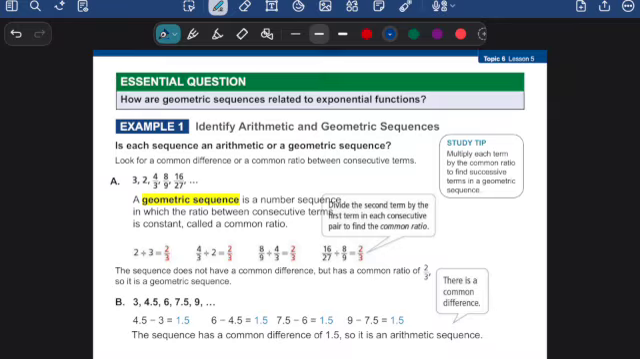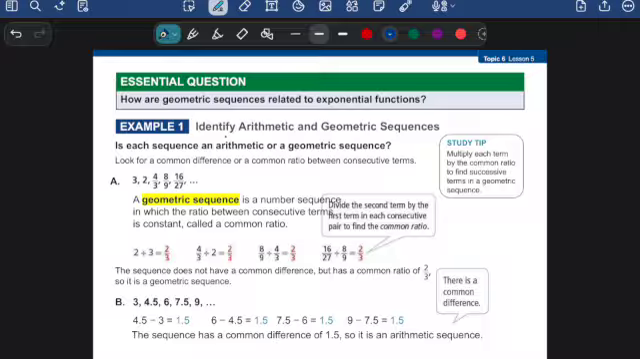So how are geometric sequences related to exponential functions? We're going to get there. First, we're going to review geometric sequences, what they are, how to write the formulas, and then we're going to see how they're tied to exponential functions. Identifying whether a sequence is arithmetic or geometric. I said this in the beginning.